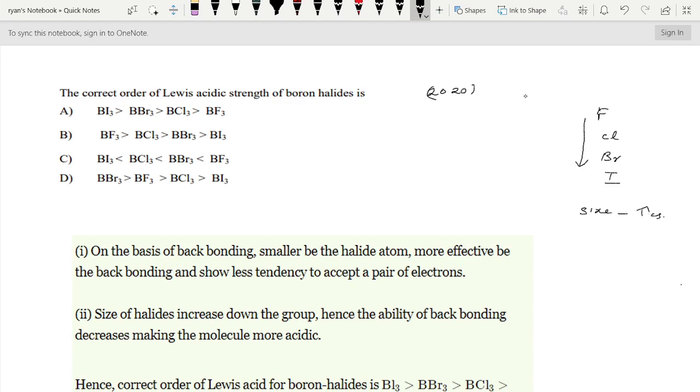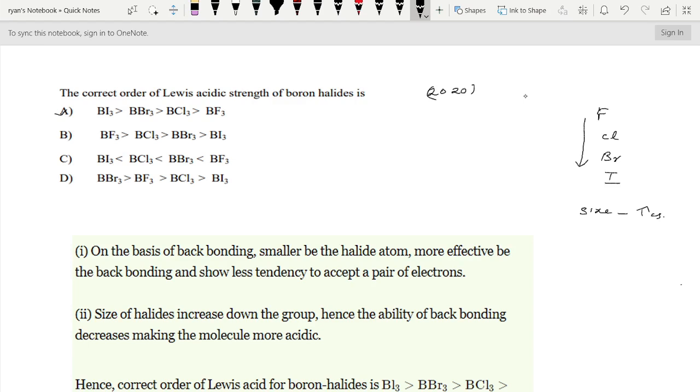Hence, the ability of back bonding decreases, making the molecule more acidic. Therefore, here option A is correct. BI3 is greater than BBr3, BBr3 is greater than BCl3, BCl3 is greater than BF3.